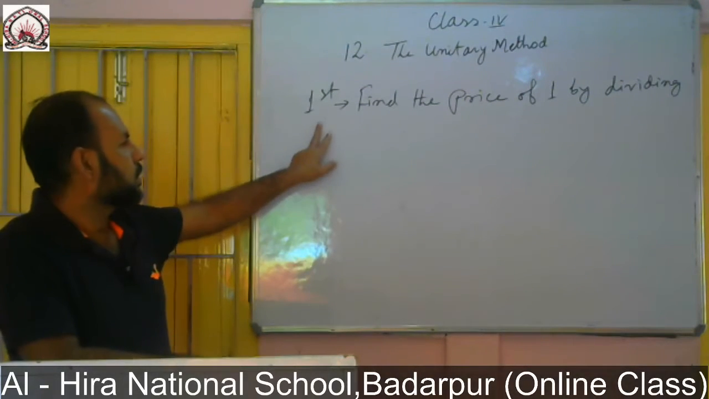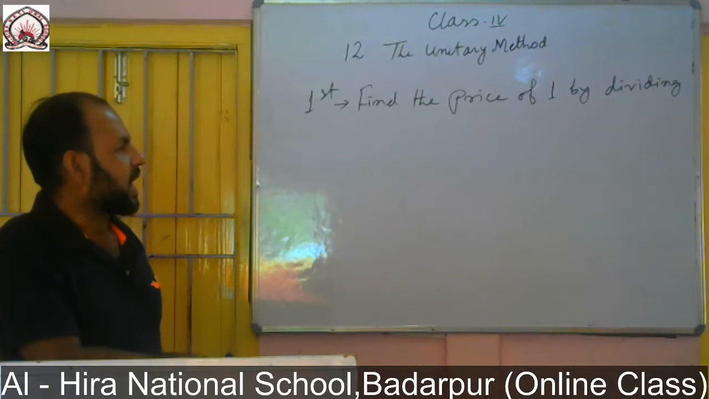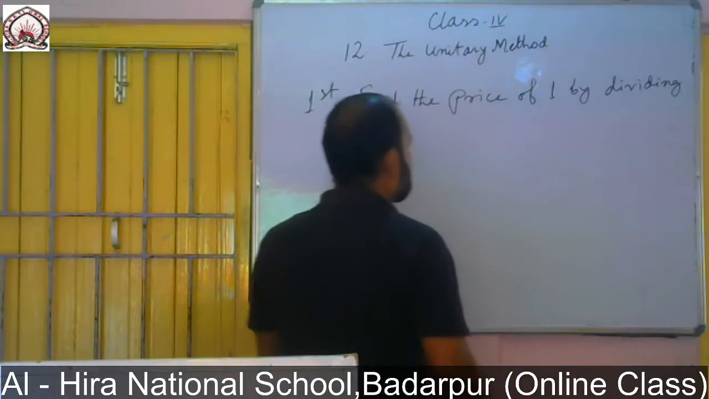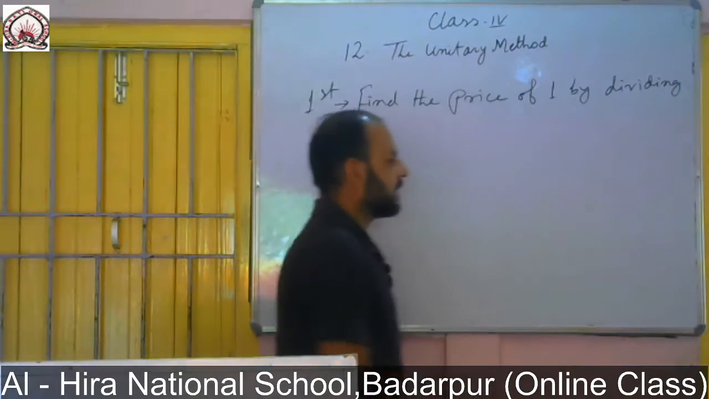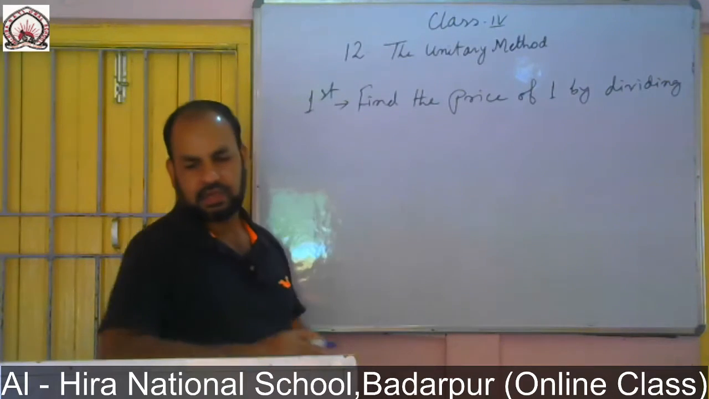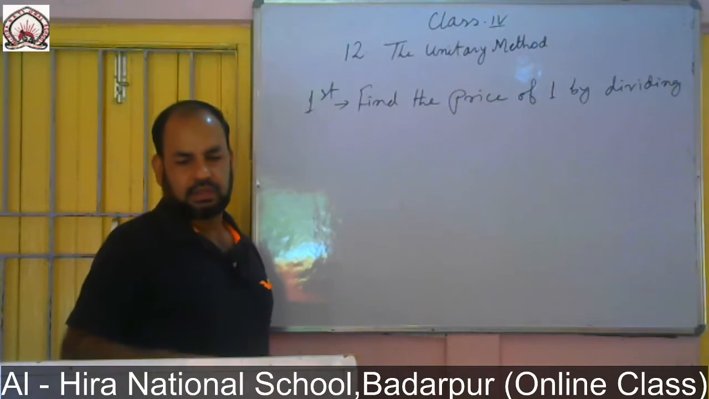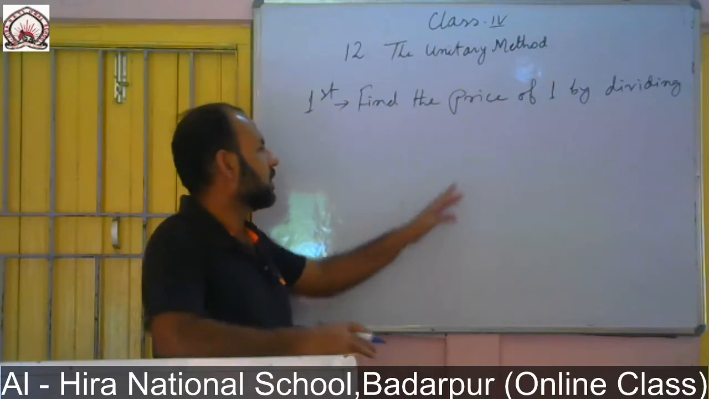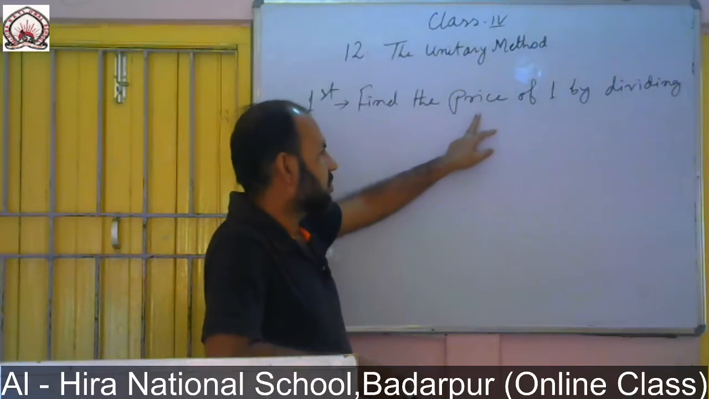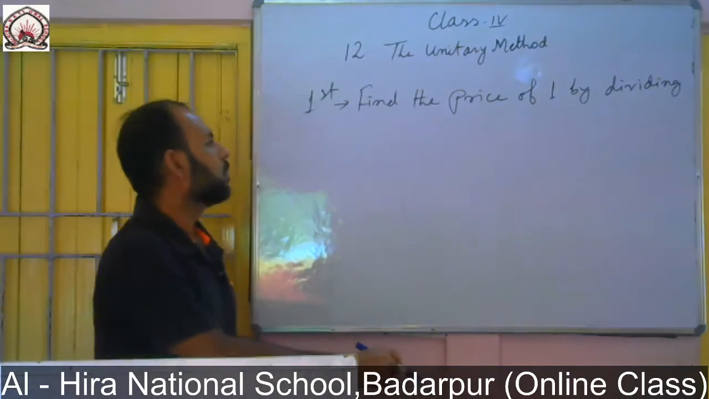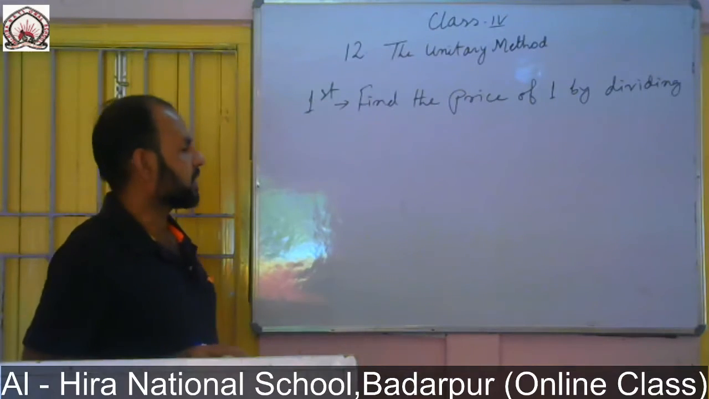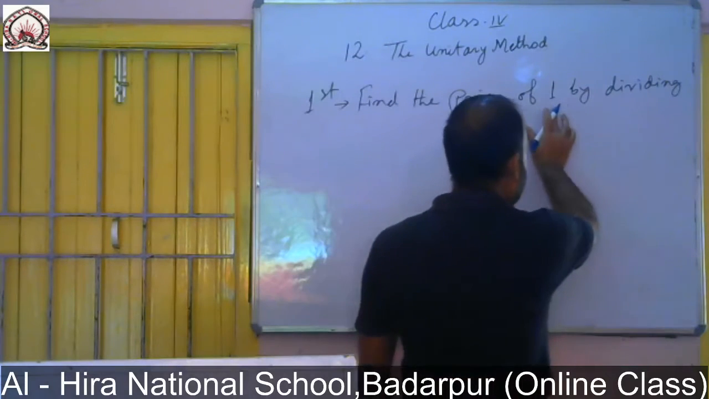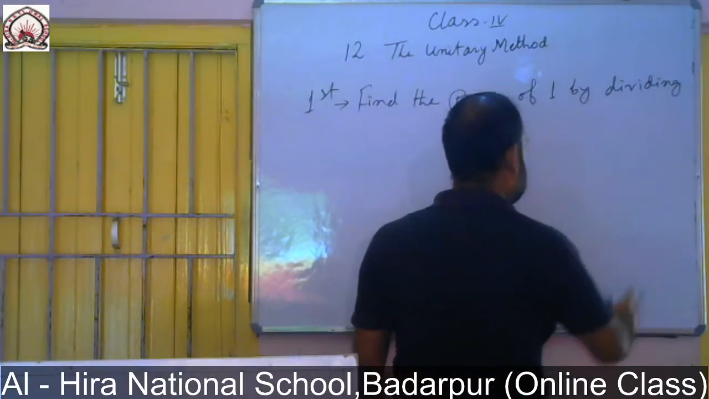First we find the price of one or unit. Unit means one, by dividing. Here I have written only price, but here we can find out anything: weight, time, quantity. Quantity of objects we can find out by dividing. Find the price of one or unit by dividing.